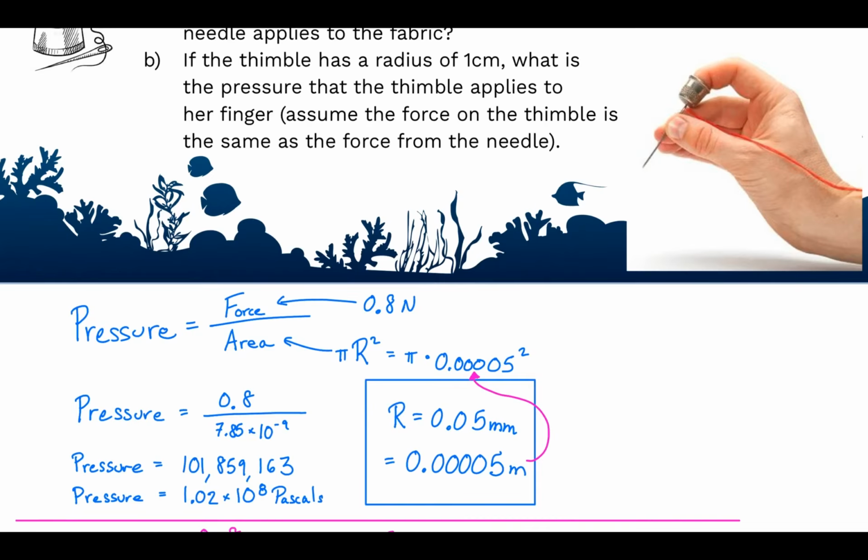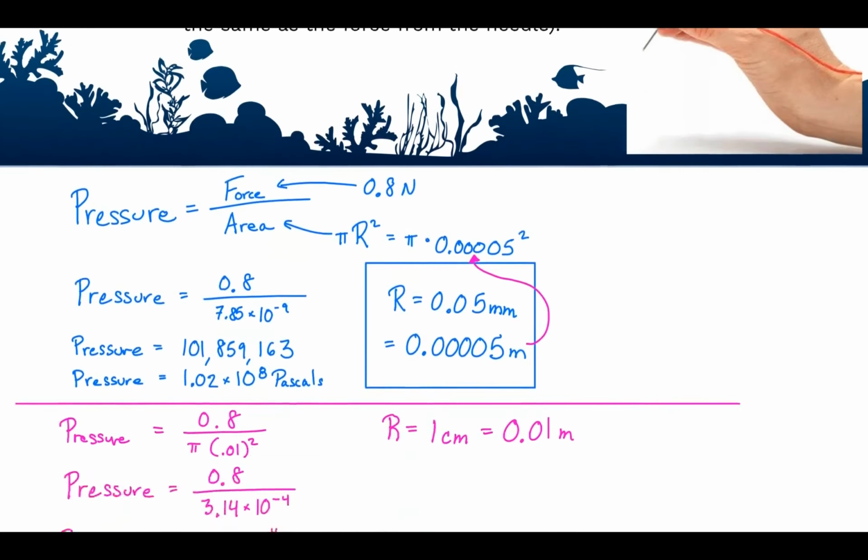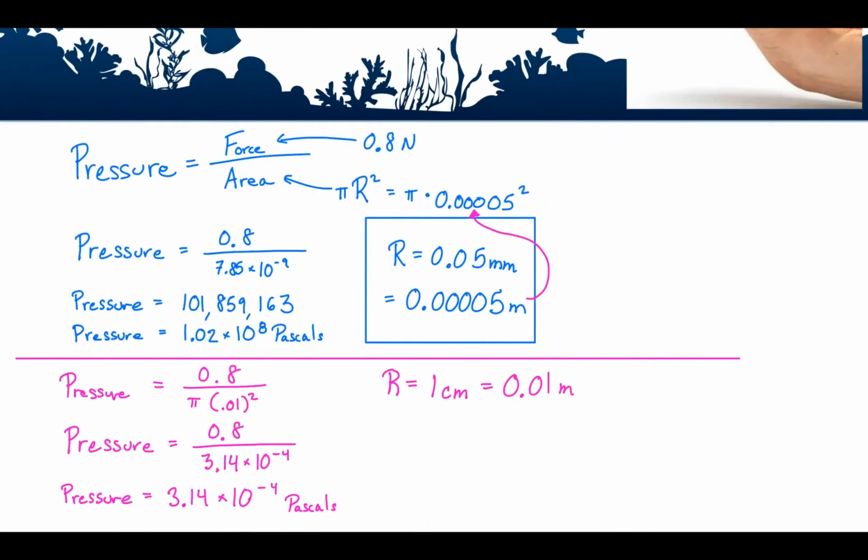pascals. And then for part 2, I went ahead and figured out the radius in meters again, but now it's for 1 centimeter, which is 0.01 meters. And I plug that in and I get a pressure of 3.14 times 10 to the negative 4 pascals.